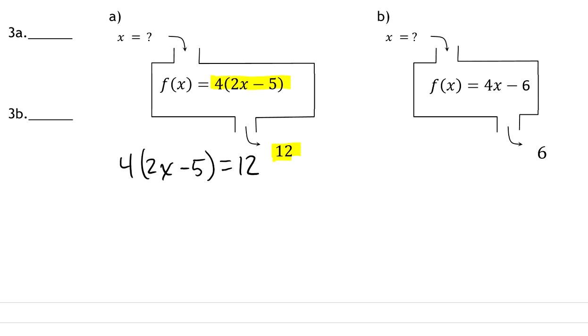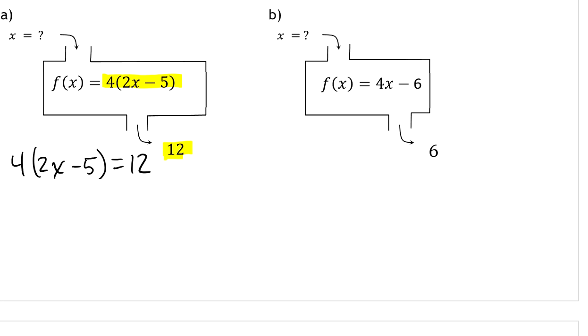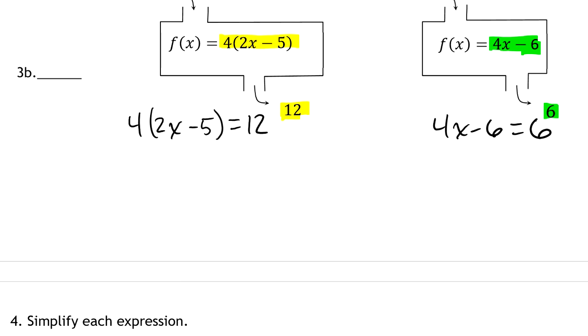And actually, while I'm here, let's set up the other one so that we can get both of these set up, right? I want to know when 4x minus 6 produces a value of 6. So what I'm basically doing here is I'm solving for the x that will make, in this case, a 12 come out, and over here, in this case, I want to know what value of x will make 4x minus 6 equal to 6. So once we've got that notation squared away, it's not particularly difficult.